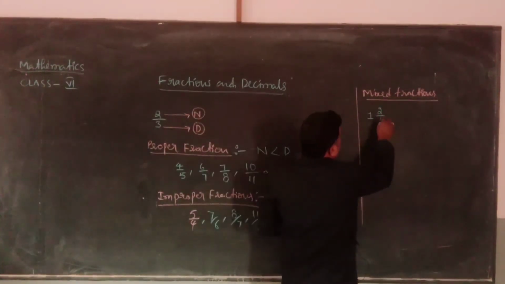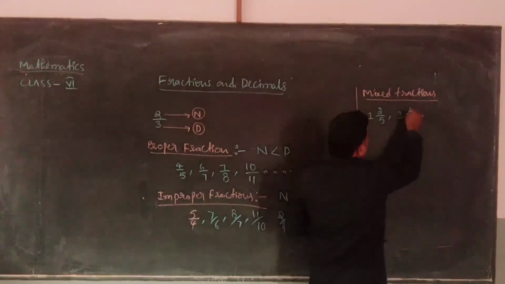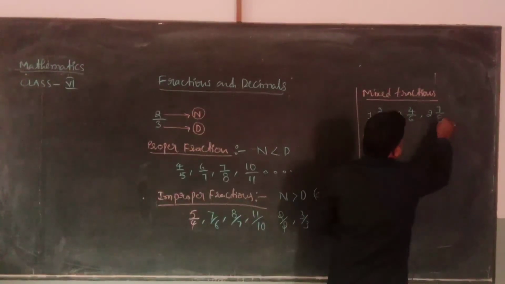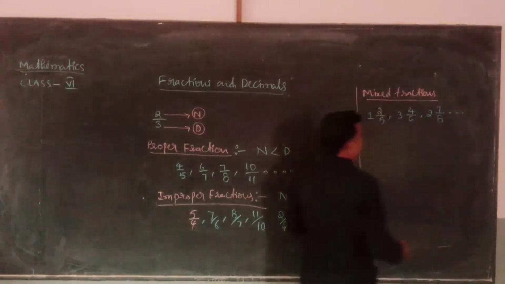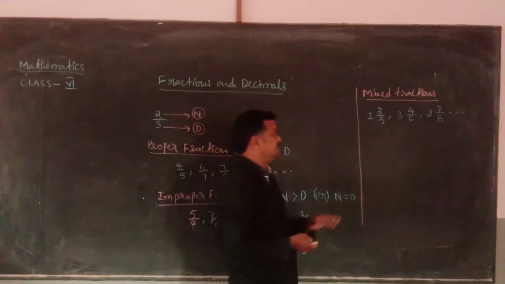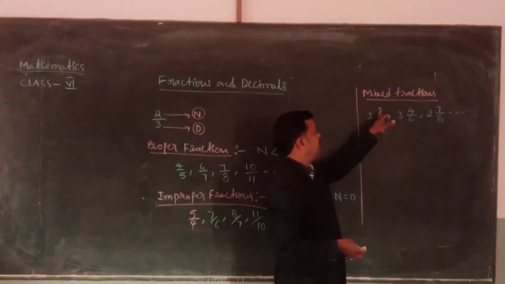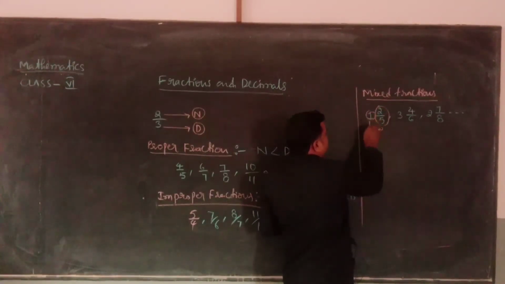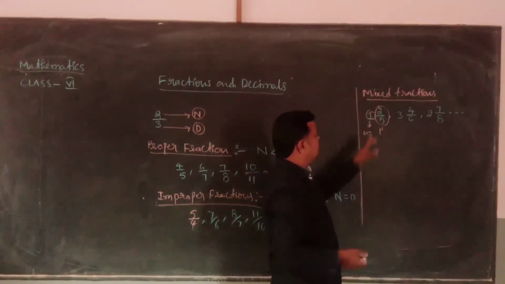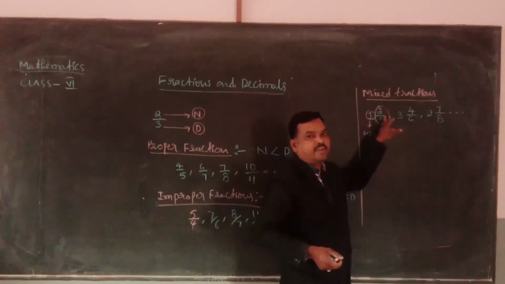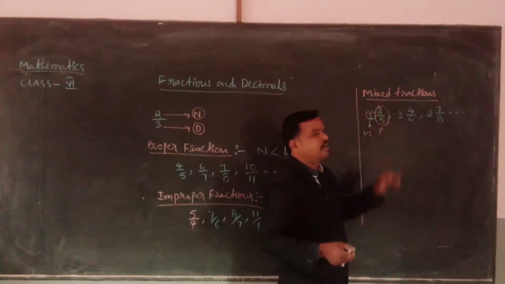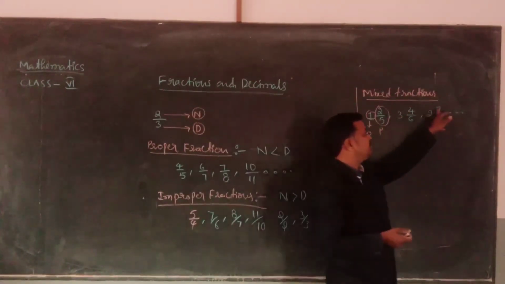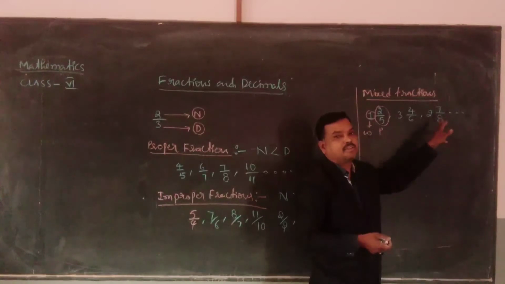1 2 by 5, 3 4 by 6, 2 7 by 8. These are examples for mixed fractions. 1 is the whole number and 2 by 5 is the proper fraction. So a proper fraction combined with a whole number is called a mixed fraction. 3 4 by 6, 2 7 by 8, these all are mixed fractions.